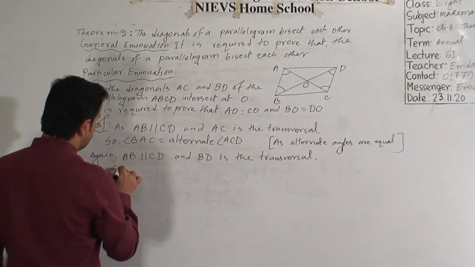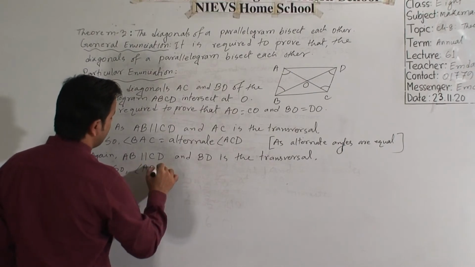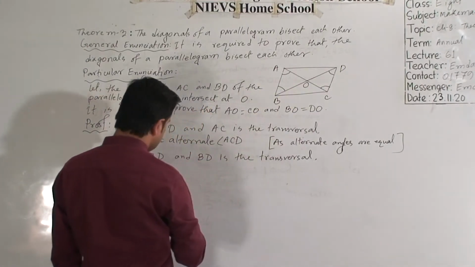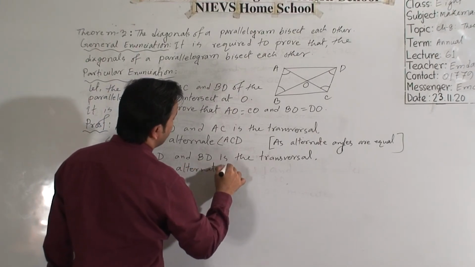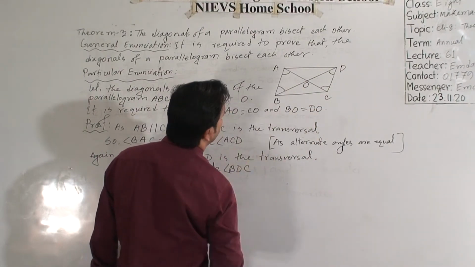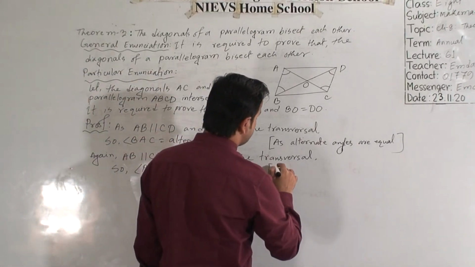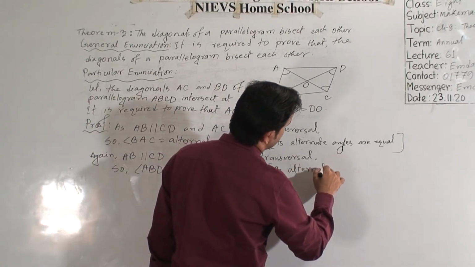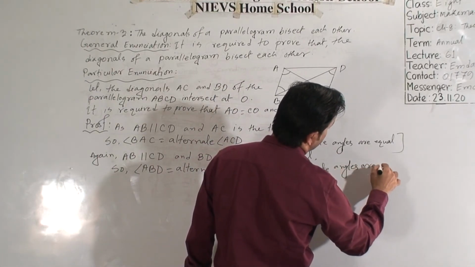So we can write here angle ABC, sorry ABD, not ABC, this is ABD. ABD will be equal to alternate angle BDC. What is the reason? The same reason, as alternate angles are equal.